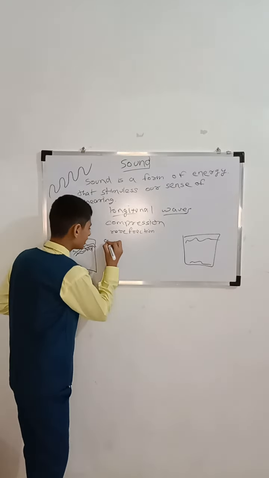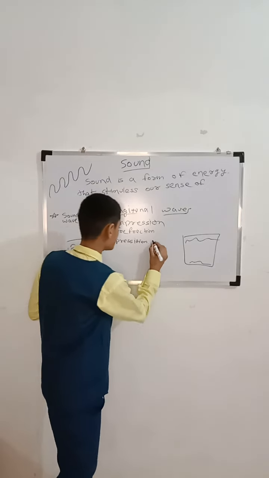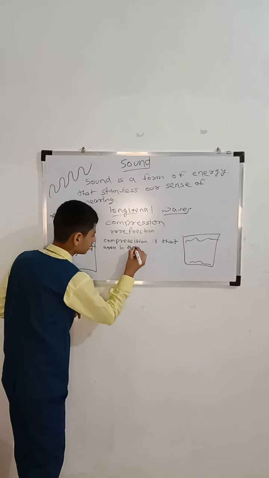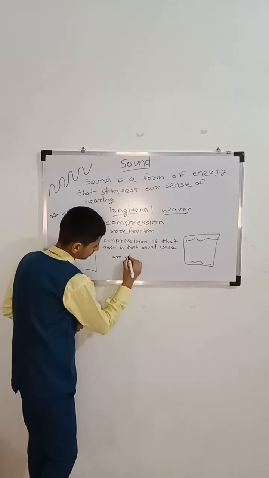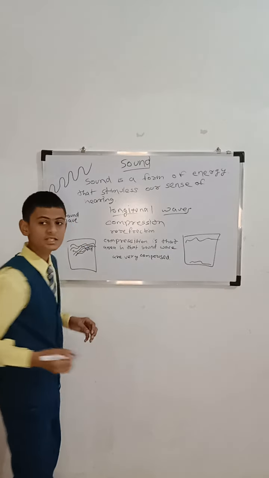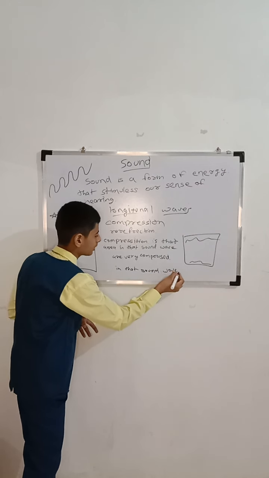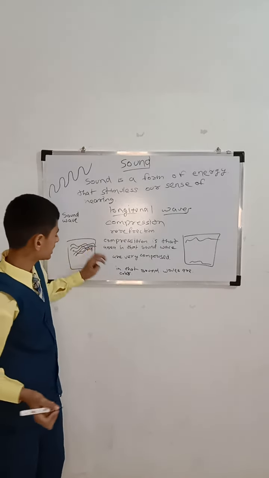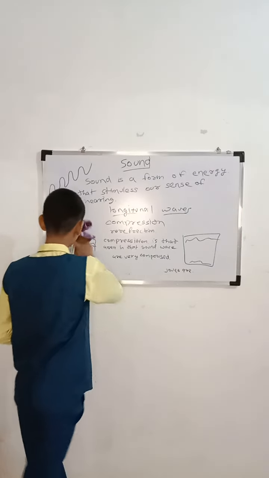So we can write this also. Compression is the area in which sound waves are very compressed. And rarefaction is the area in which sound waves are very far apart. So this is the definition of compression and rarefaction. I hope you understand this very simple concept.